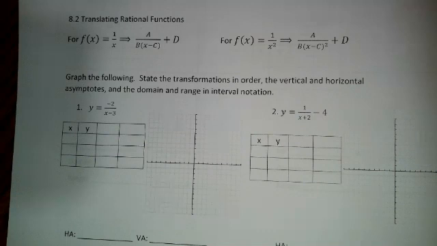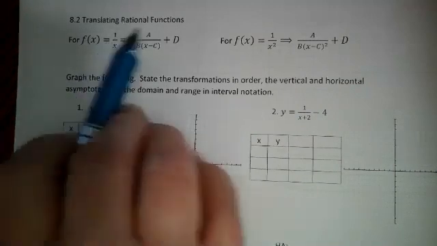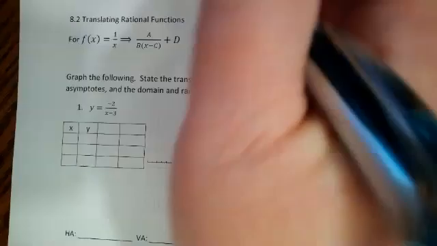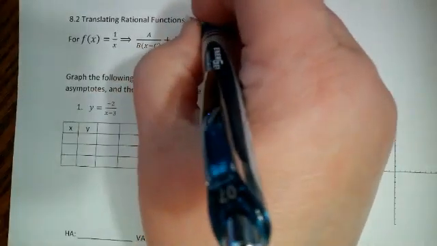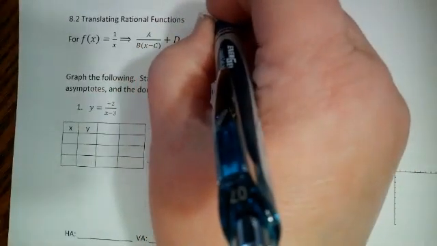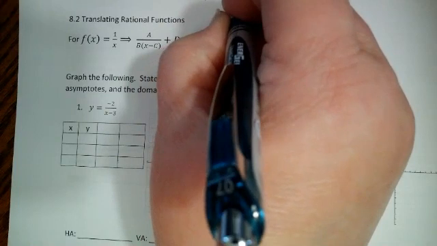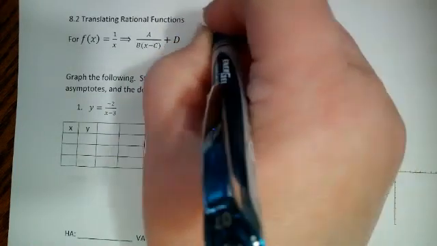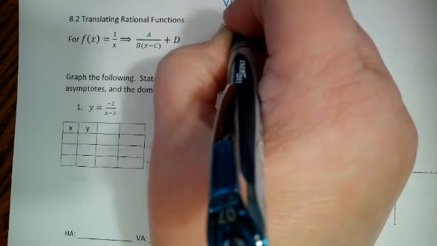So in this lesson, we're going to do transformations on our rational functions. The transformations remain the same. Remember, A is either our reflection over the x-axis. That was our roxa. It can also be a vertical stretch or a vertical compression.